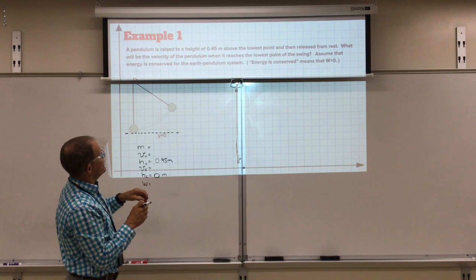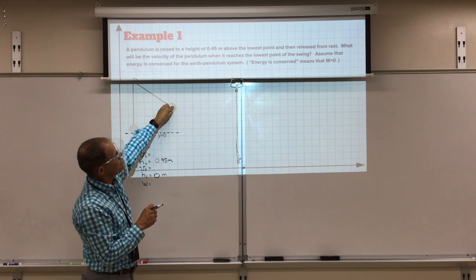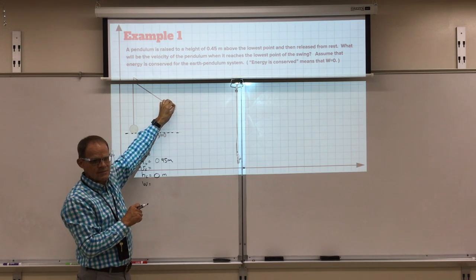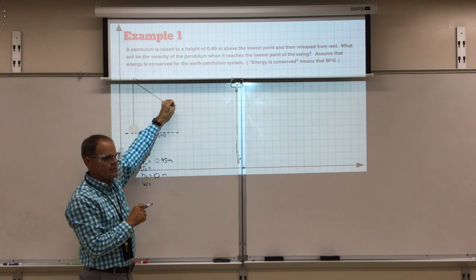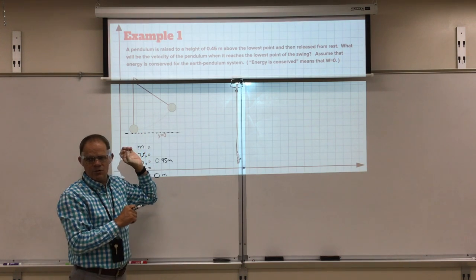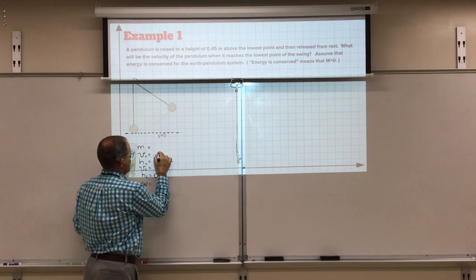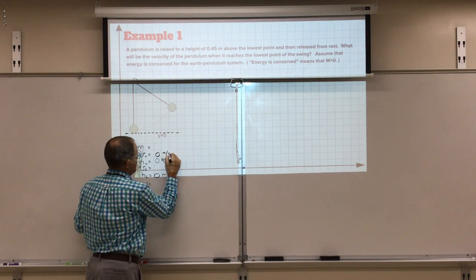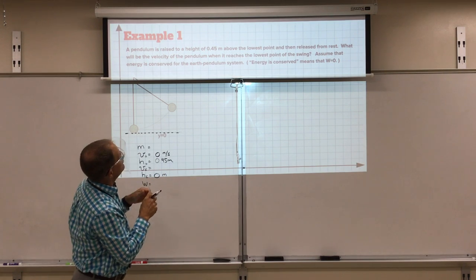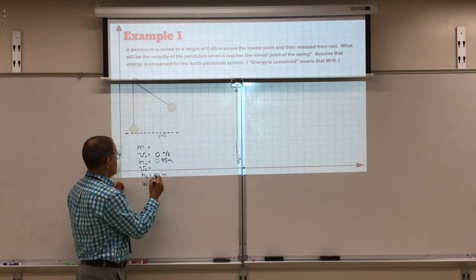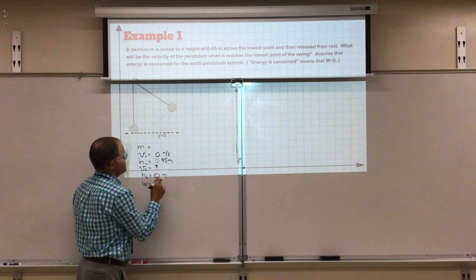What else do we know? A pendulum is raised to a height of 0.45 meters and it's released from rest. What is the release from rest telling us? Zero. What's zero? The initial velocity is zero. It's not moving. And we are trying to find the velocity at the lowest point. So we're trying to find this.